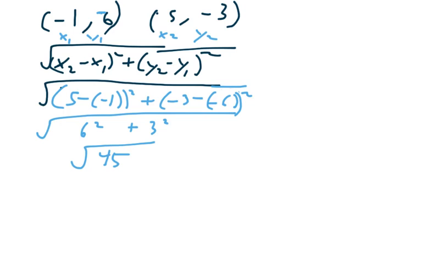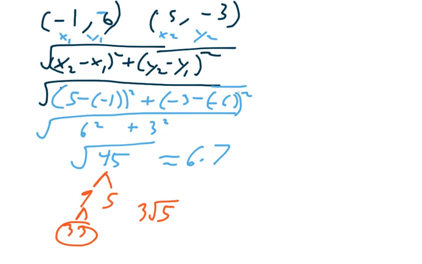One of which is if we take the square root of 45, we're going to get approximately 6.7. If we need to get the exact answer, we can break this down to be 9 times 5 and 3 times 3. So we got 3 square roots of 5. So we have the approximate and the exact answer.